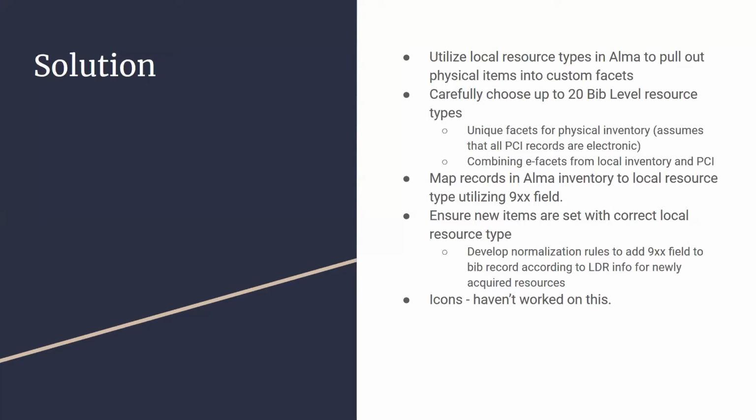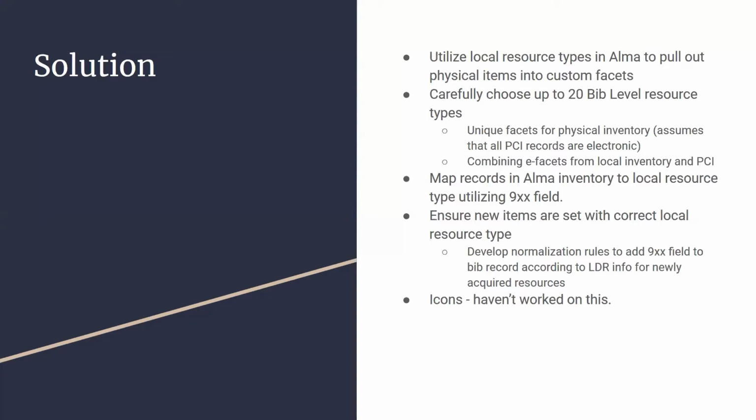One of the things that we didn't look at and didn't know was really possible was combining e-facets, or facets coming from our electronic collections and our local inventory, with the electronic collection in the PCI, but we've just realized that that's possible. So we're starting to look into doing that too. We'll talk a tiny bit, if we have time at the end, about that.